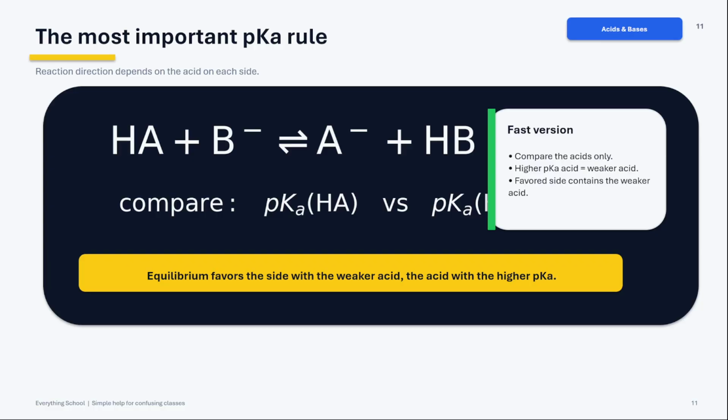This is the step students often skip. They compare everything at once and get confused. Instead, after you draw both sides of the reaction, find the acid on the reactant side and the acid on the product side. Compare only those acids. The side with the higher pKa acid is the side that is usually favored.